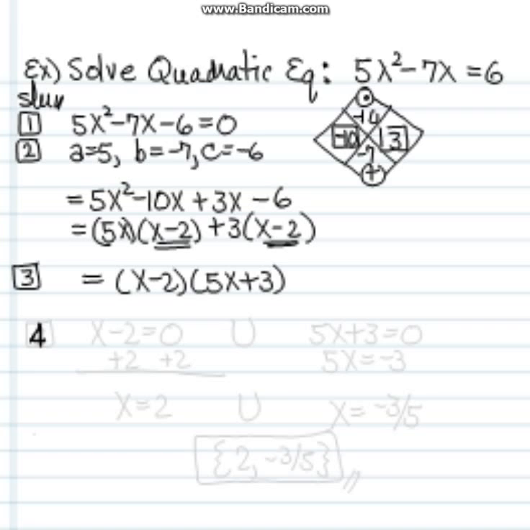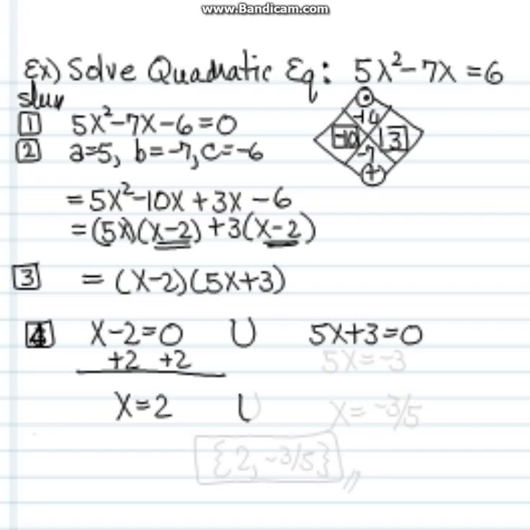Okay, so step 4. Set each of the factors equal to 0. x minus 2 equals 0, union together with 5x plus 3 equals 0. And solve each of these little equations. Just add 2 to both sides, and we'll get x equals 2, and union that together with, okay, now over here on the right, the 5x plus 3 equals 0. We first subtract 3 from both sides and get 5x equals negative 3, and then we get rid of the coefficient 5 by dividing both sides by 5. We got x equals negative 3/5.